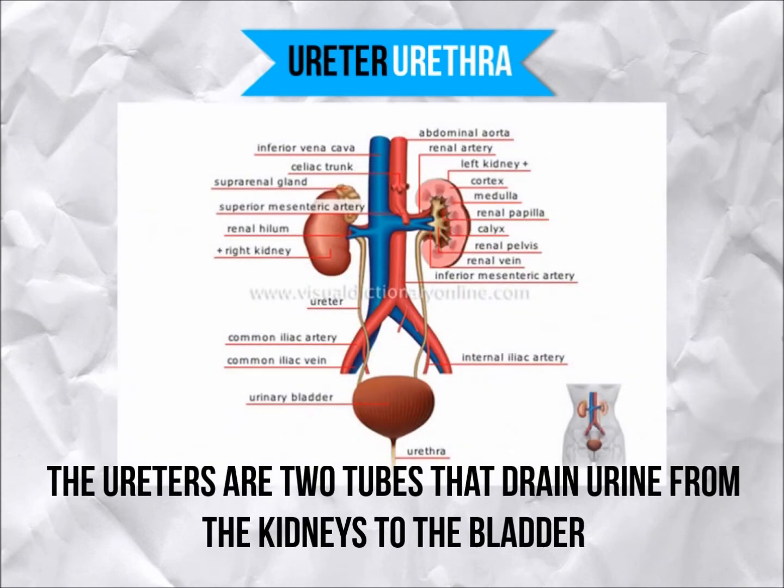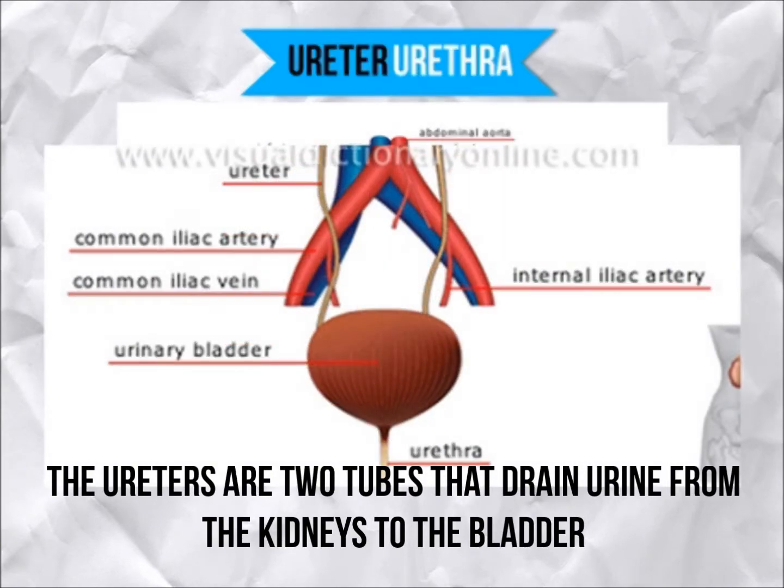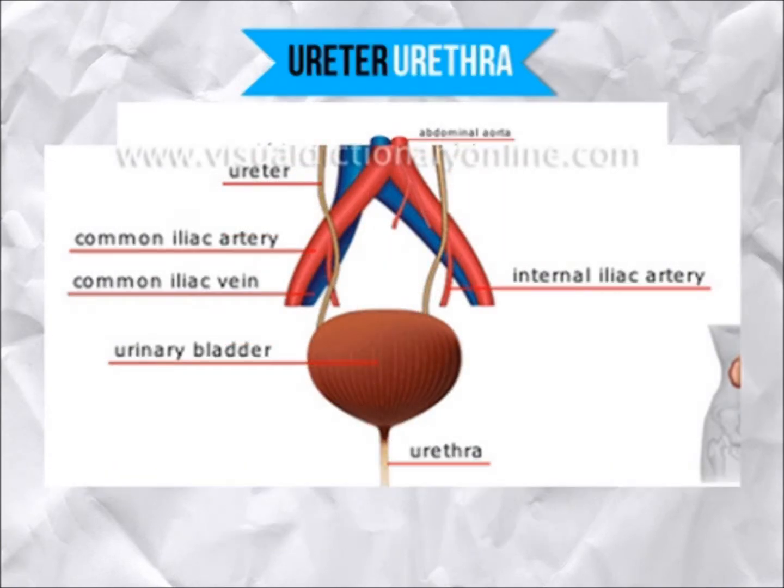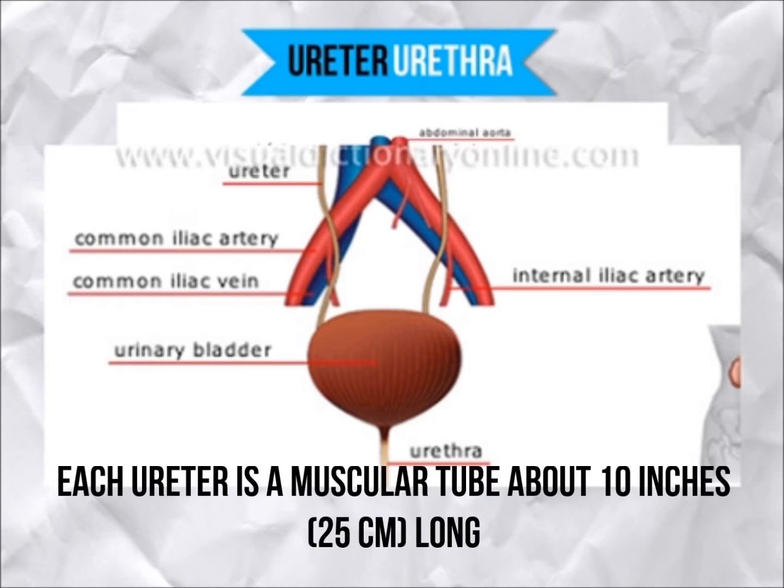Ureters. The ureters are 2 tubes that drain urine from the kidneys to the bladder. Each ureter is a muscular tube about 10 inches or 25 centimeters long.